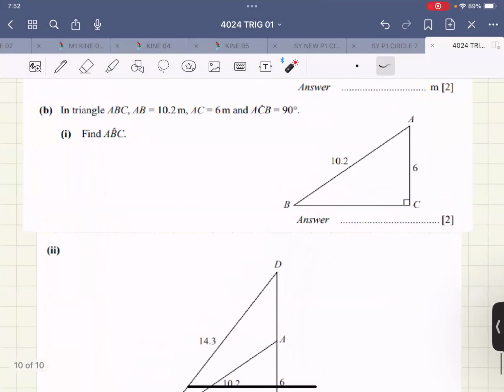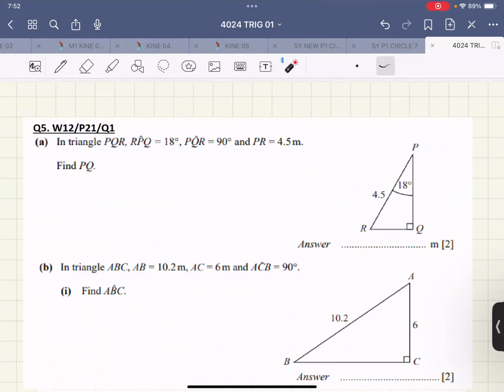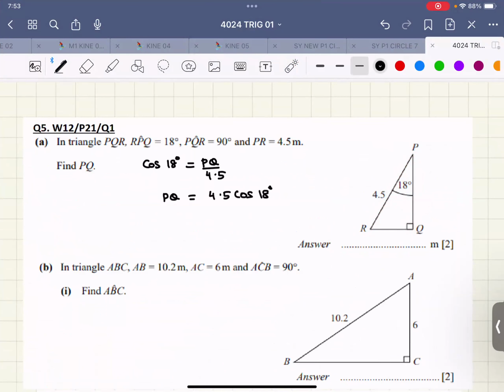Now, this is a paper 2 question again. First, it says in the triangle PQR, RPQ is 18 degrees. That is this one. This angle is 90. This is the hypotenuse. We are interested in PQ. So with respect to 18, PQ is the adjacent side. So therefore, we will write cosine of 18 degrees is PQ divided by 4.5. Therefore, PQ is 4.5 cosine of 18 degrees. And then you get this answer.